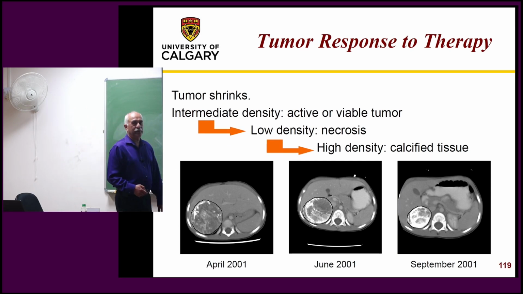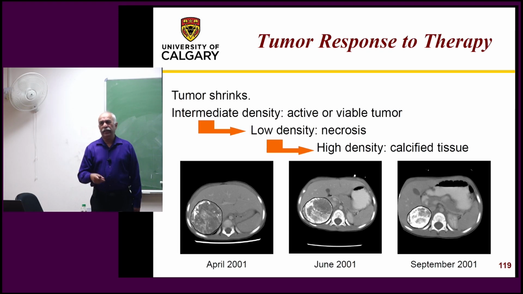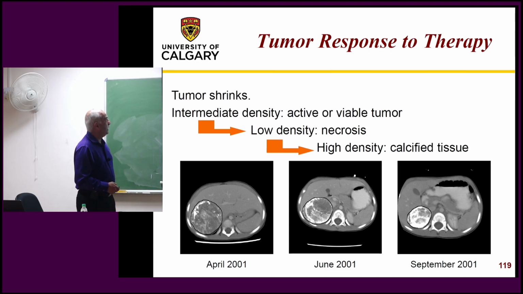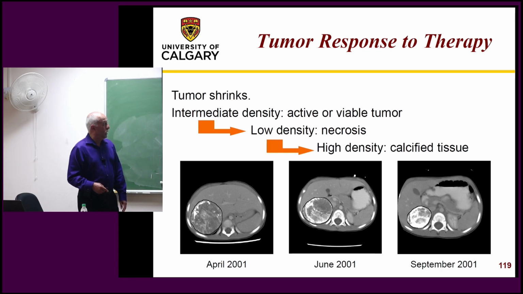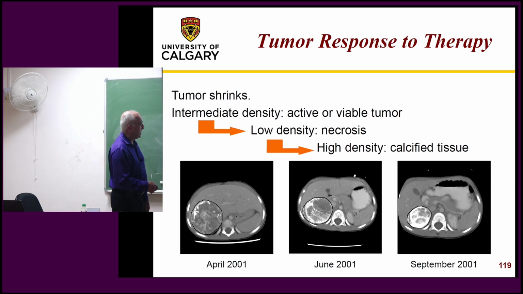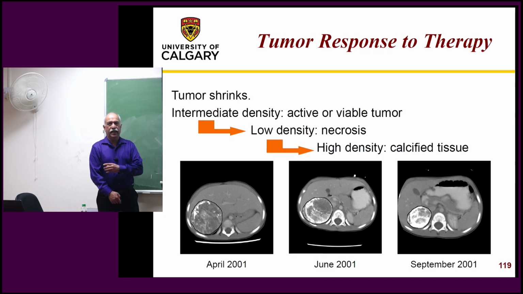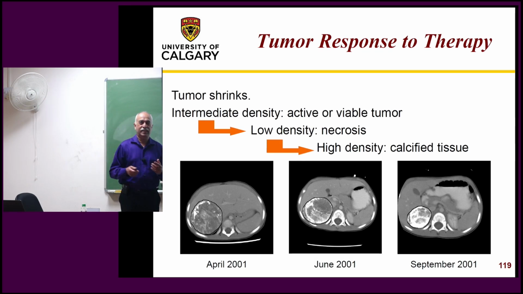When the patient is subjected to chemotherapy, radiation therapy, a combination typically, then the response expected is that the tumor shrinks. And in the tumor, as we have seen already, intermediate density indicates active or viable tumor, low density is necrosis, high density is calcified tissue. And the calcification part increases as the tumor responds to treatment and the cancer is killed, to use a common language there.